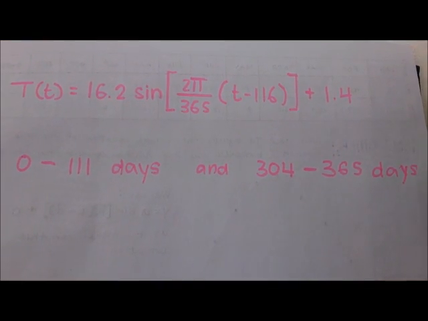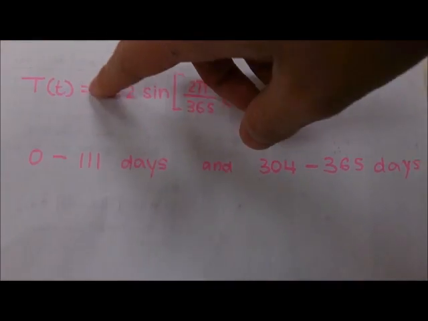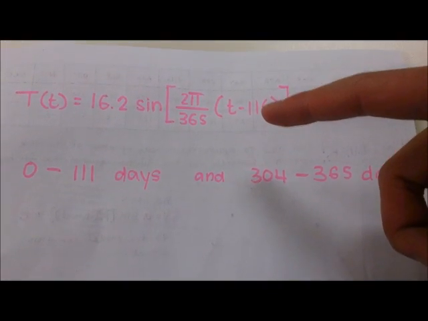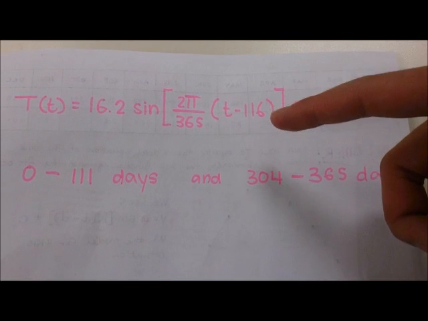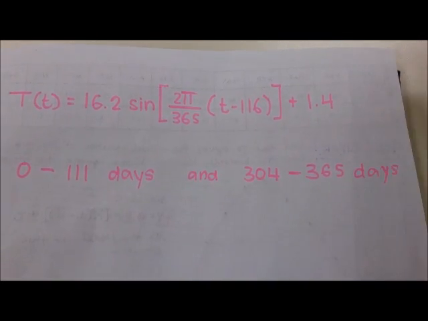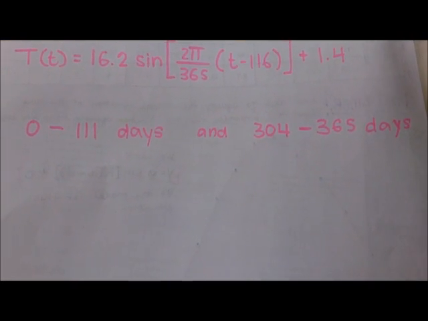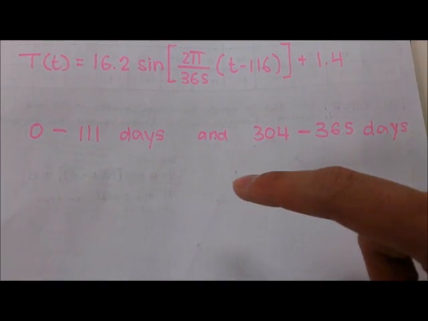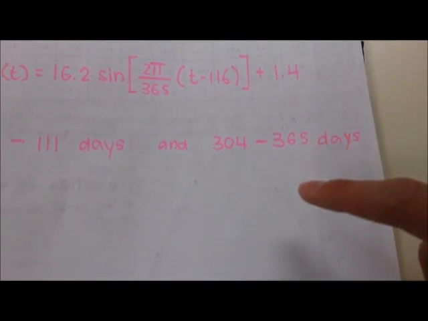So in conclusion, our equation is T of t is equal to 16.2 sine 2 pi over 365 t minus 116 plus 1.4, and the temperature is below 0 degrees Celsius between days 0 and 111 and days 304 to 365.